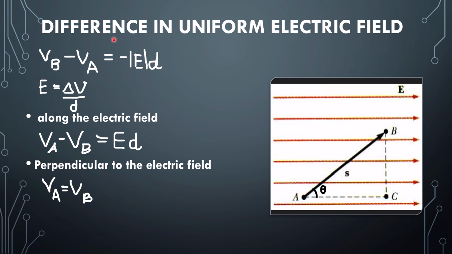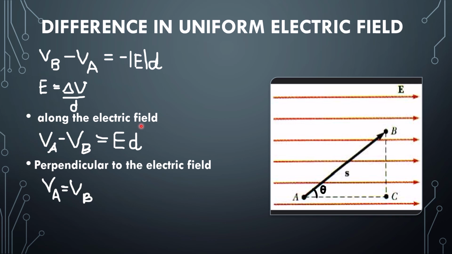The topic is potential difference in a uniform electric field, and it is represented as this. The formula for potential difference in a uniform electric field is VB minus VA is equal to minus mod of E into D. This can be represented as delta V. So E is equal to delta V upon D.